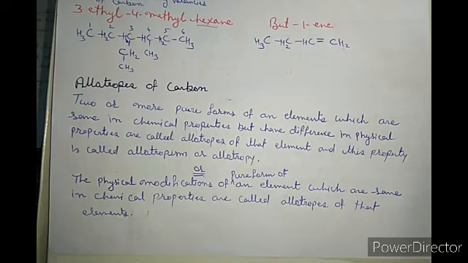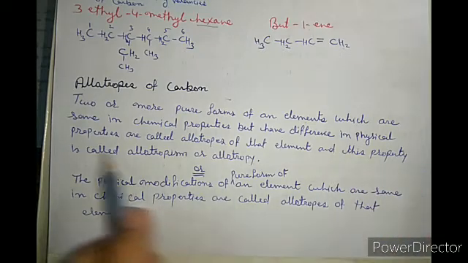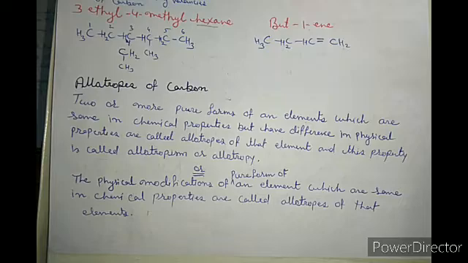Okay. Now, in simple words, the purest forms of any element which have similar chemical properties but differ in physical properties or physical modifications are called allotropes. Got it? So we can say that two or more pure forms of an element which are the same in chemical properties but different in physical properties are called allotropes of that element, and this property is called allotropism or allotropy.